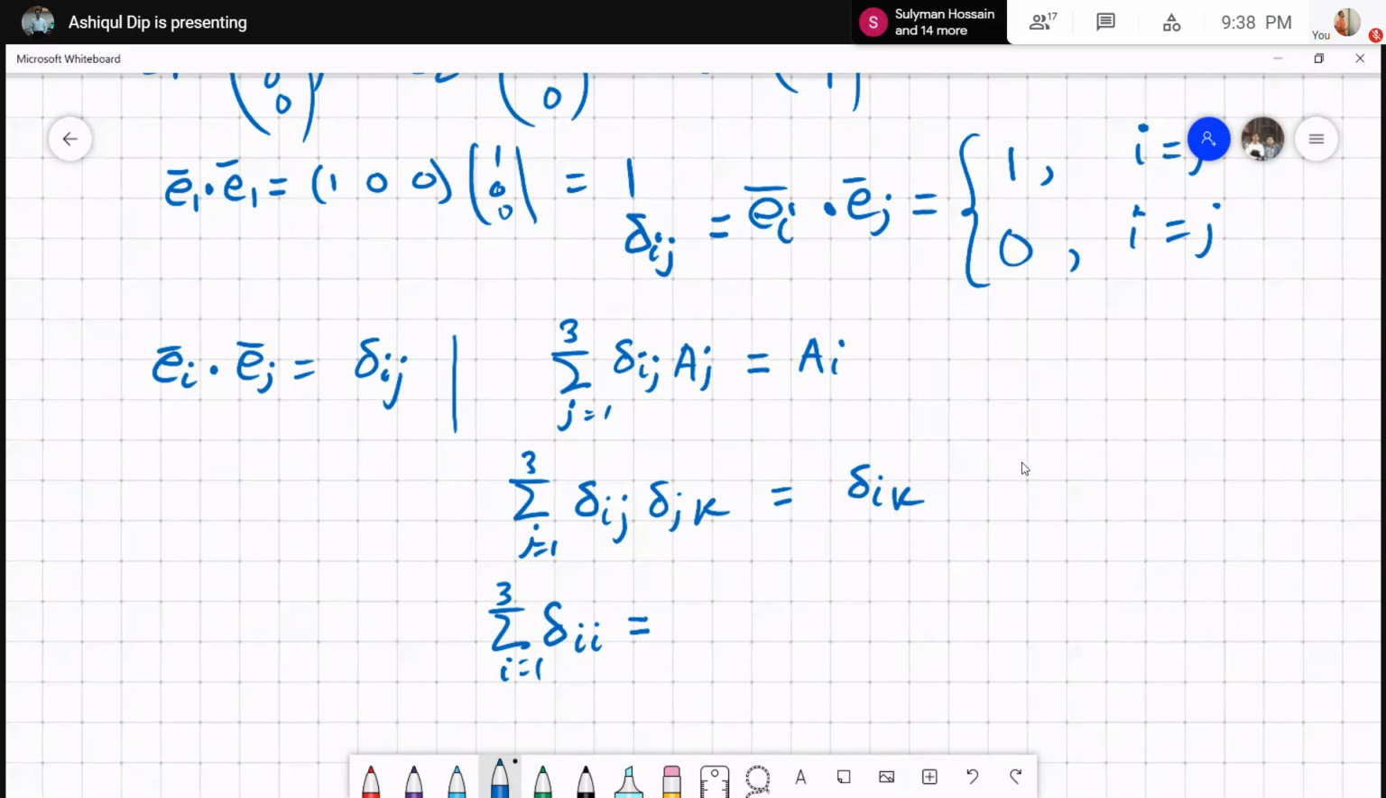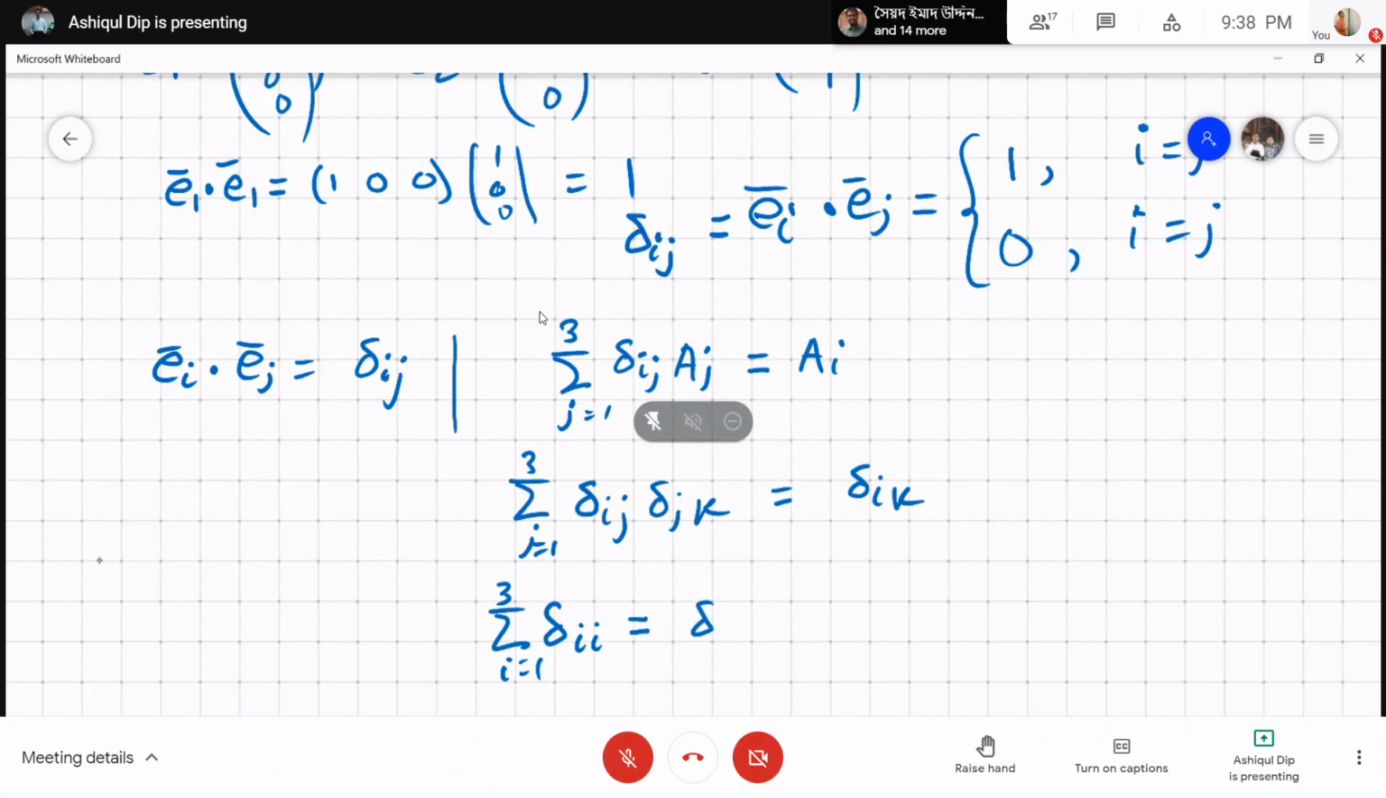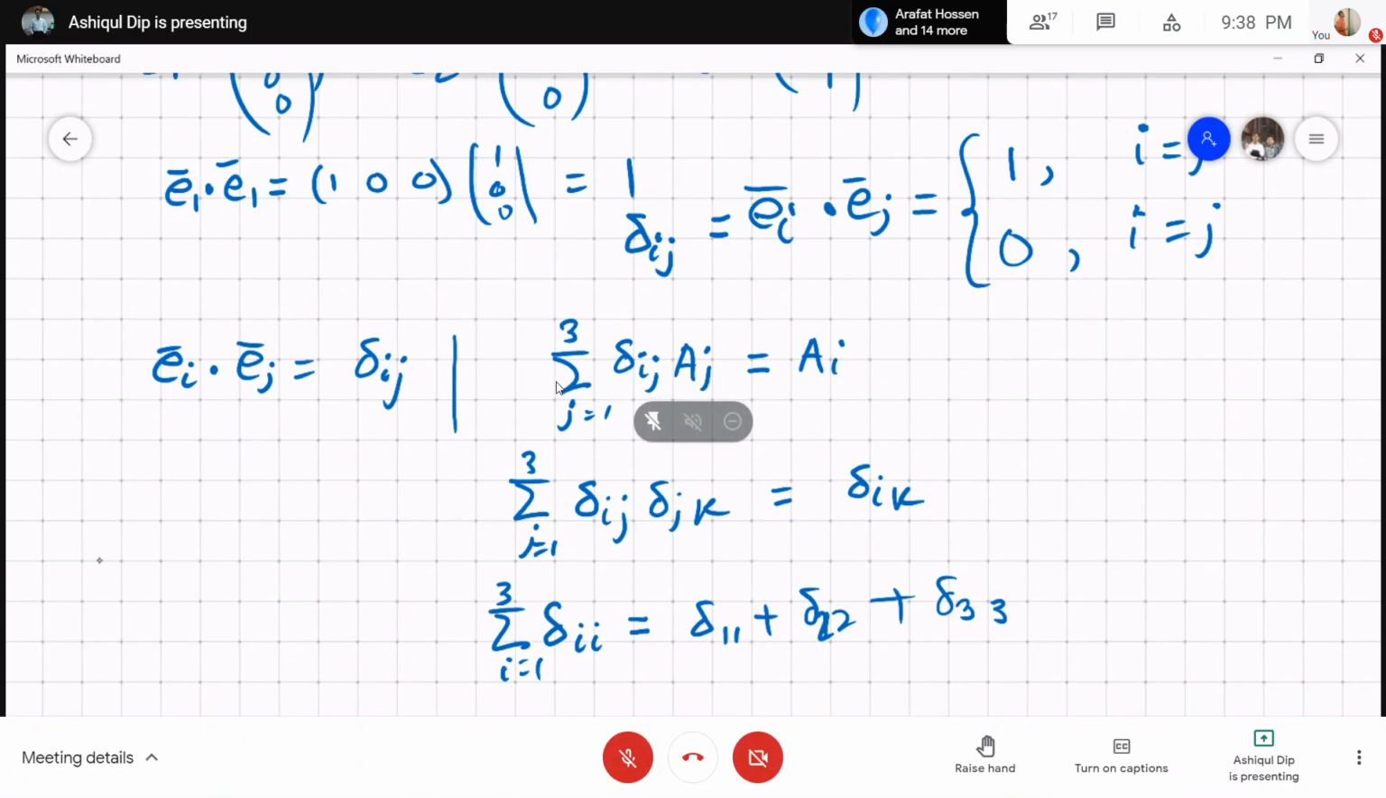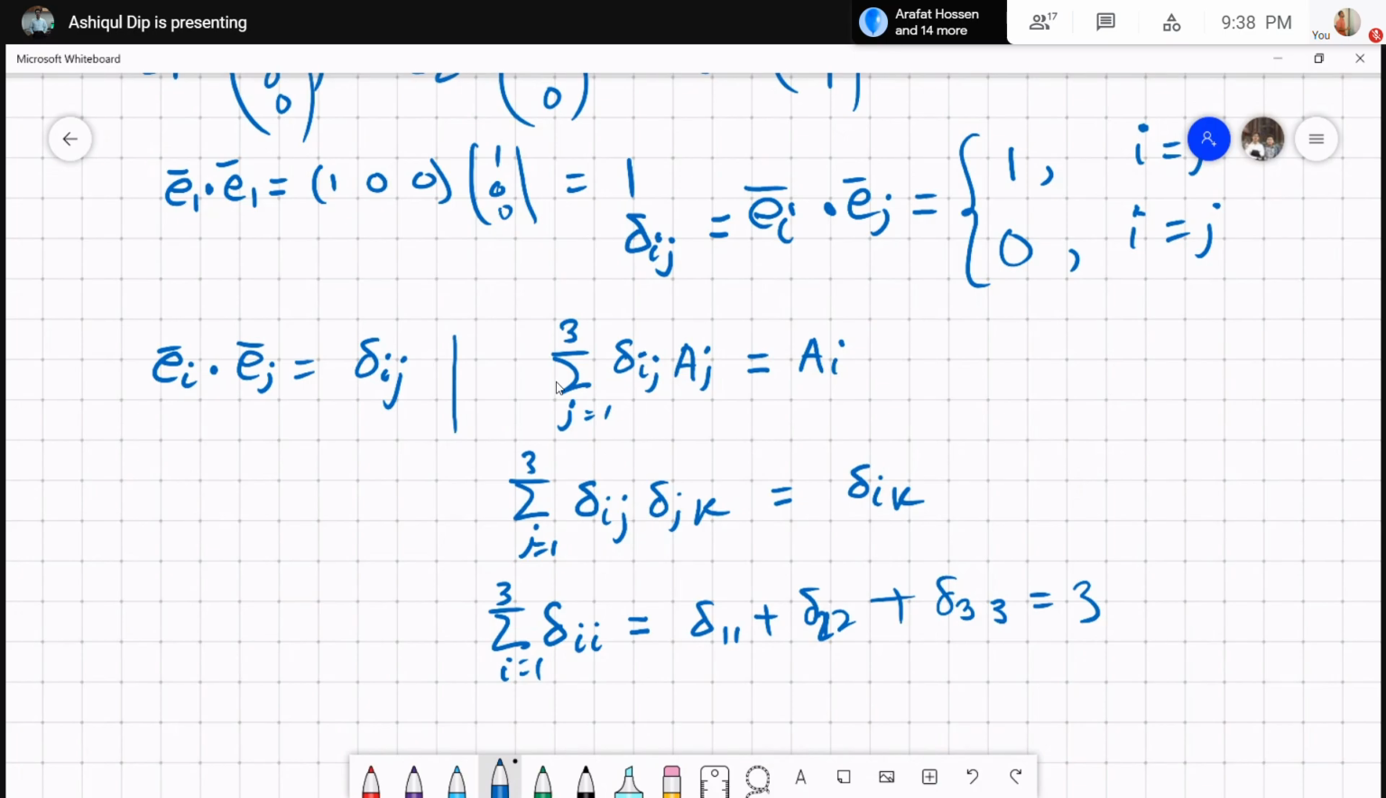It will be 3. Is it 1 or is it 3? It's 3. Why 3? Because if you expand delta, it is delta 1 1 plus delta 2 2 plus delta 3 3, right? So each of them, delta 1 1 is 1, delta 2 2 is 1, and delta 3 3 is 1. So that's why you get 3.